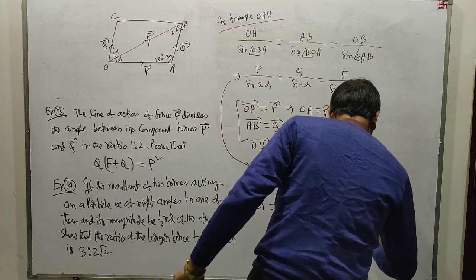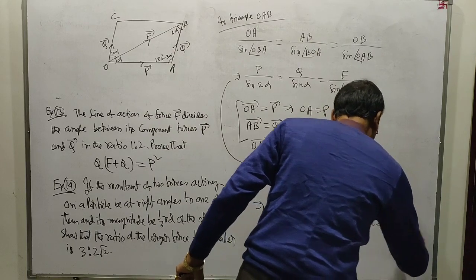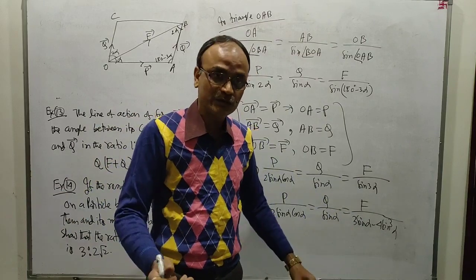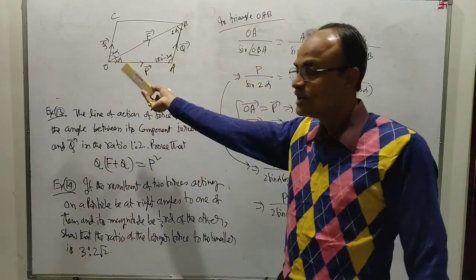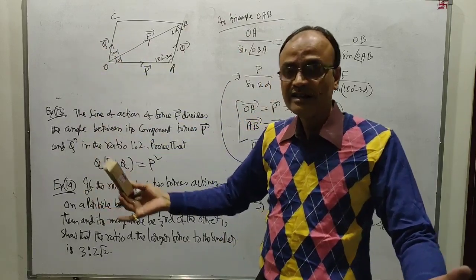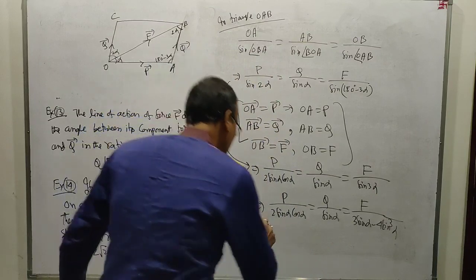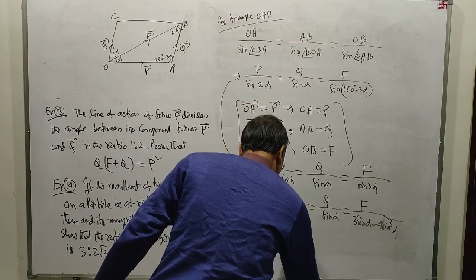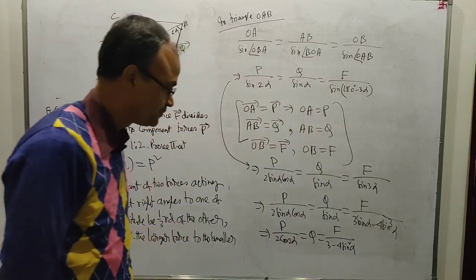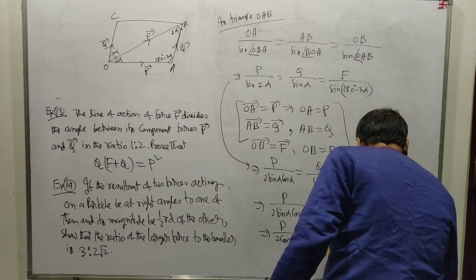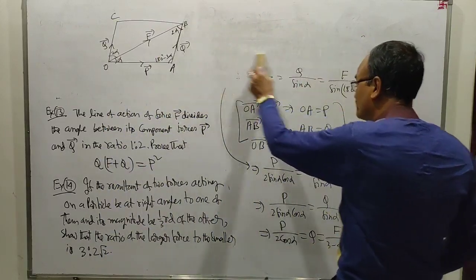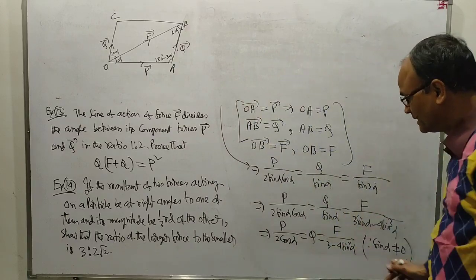Now, this means P divided by twice sin alpha cos alpha equals Q by sin alpha, equal to F by (3 sin alpha minus 4 sin cube alpha). Can I write like this? Now, sin alpha is not equal to 0, because if sin alpha is 0 then alpha is 0, and alpha cannot be 0. Therefore, you will get P divided by twice cos alpha equals Q equals F by (3 minus 4 sin square alpha). Right?